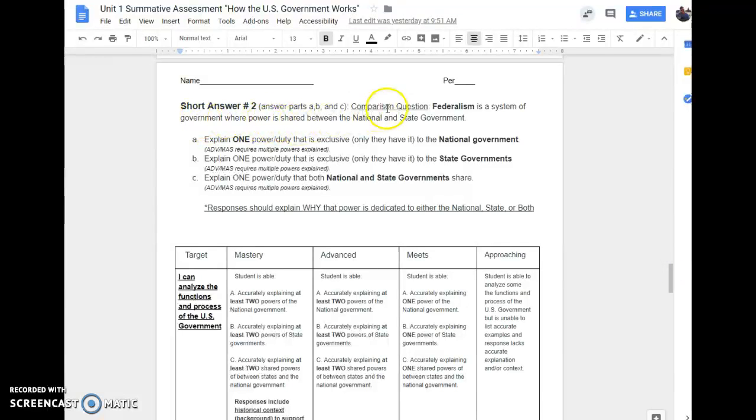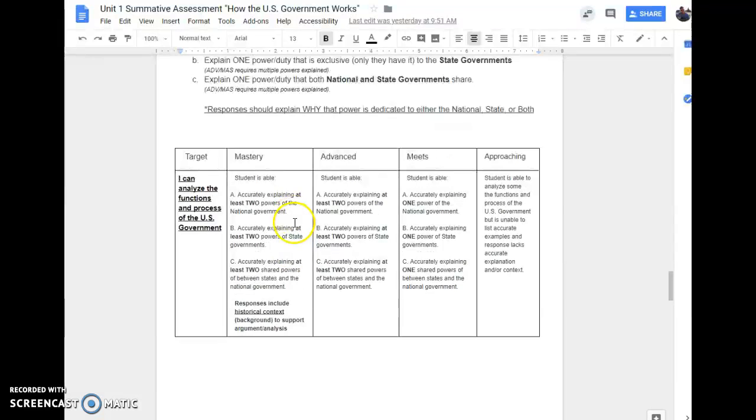Short answer number two deals with federalism. Okay, there's a national government and there's a state government. National government has powers, state government has powers. Some of the powers they share. So you need to explain one that only the national government has, one that only state governments have, and one that they share. That's the bare minimum for meets. Again, multiple examples of these things for advanced.